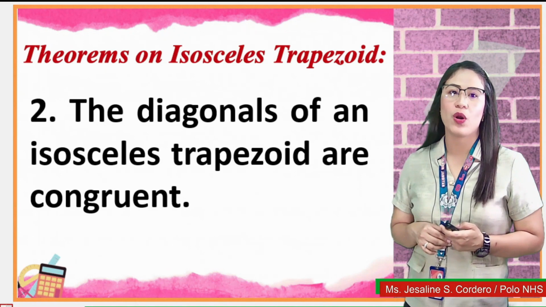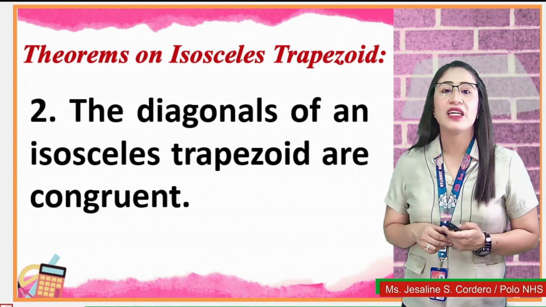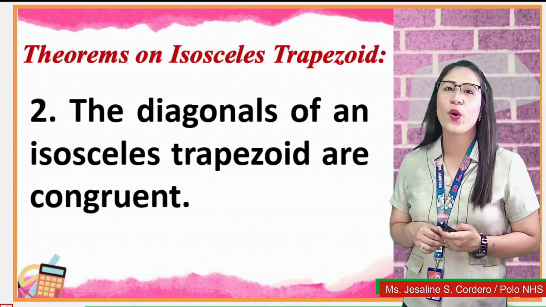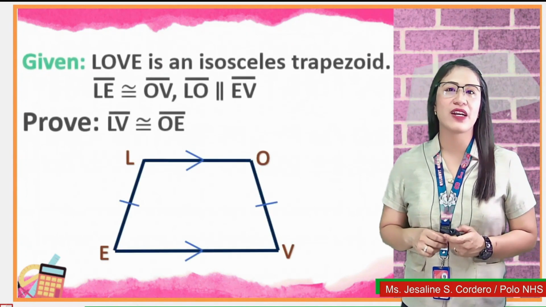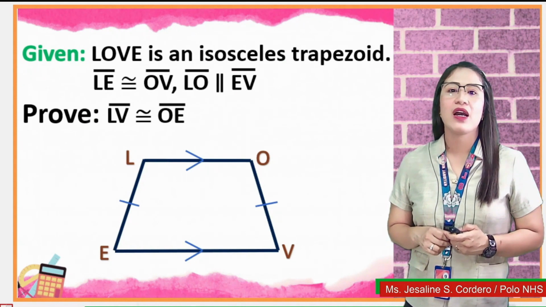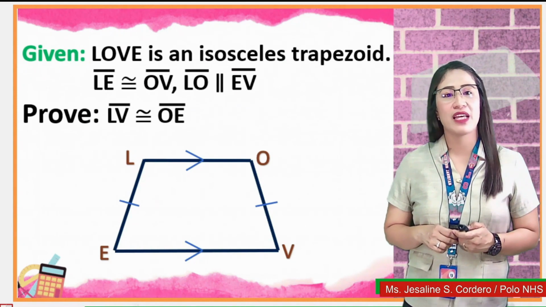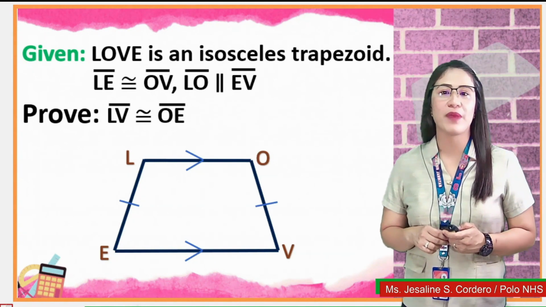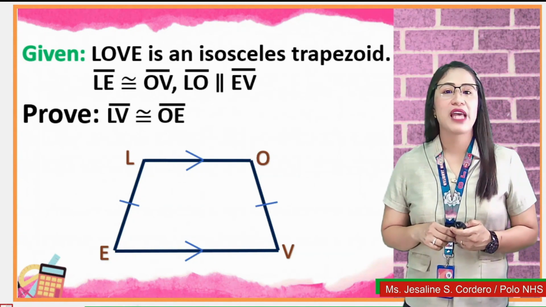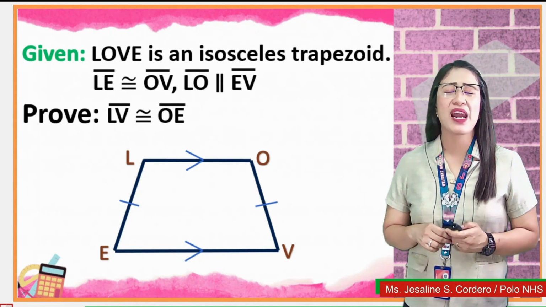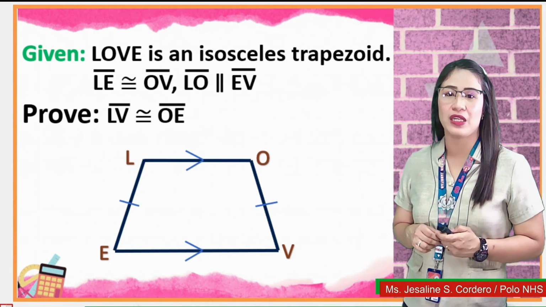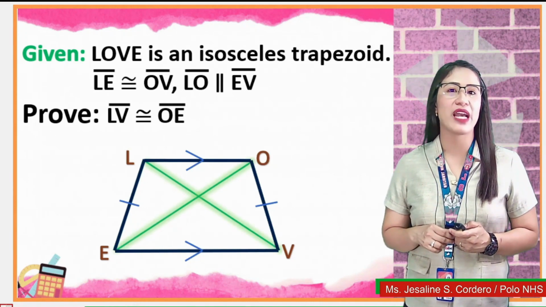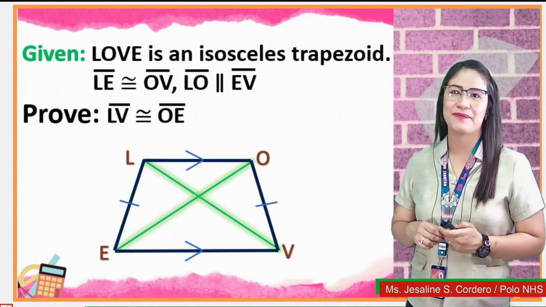Theorem number 2 of an isosceles trapezoid: the diagonals of an isosceles trapezoid are congruent. Let us prove the second theorem. Given LOVE is an isosceles trapezoid, segment LE is congruent to segment OB, and segment LO is parallel to segment EB. Prove that segment LB is congruent to segment OE.